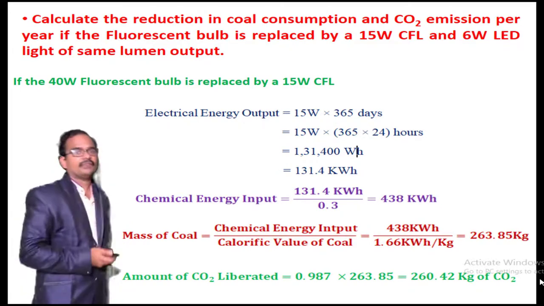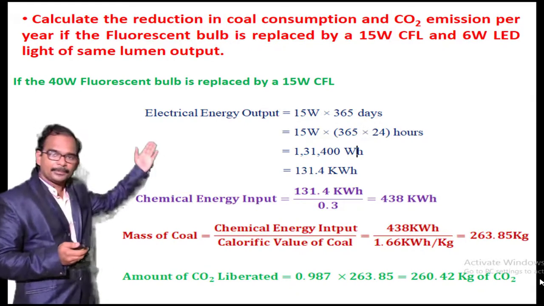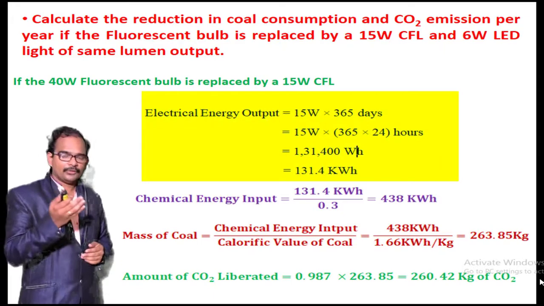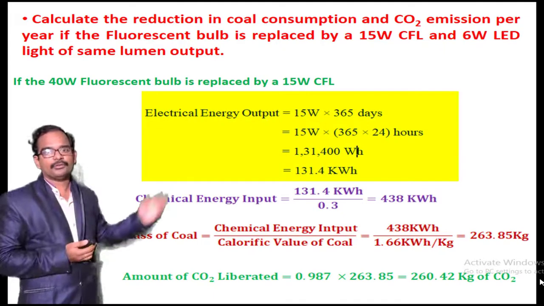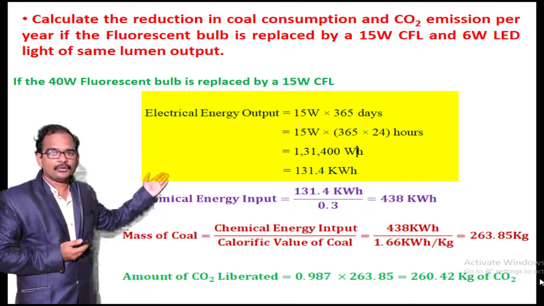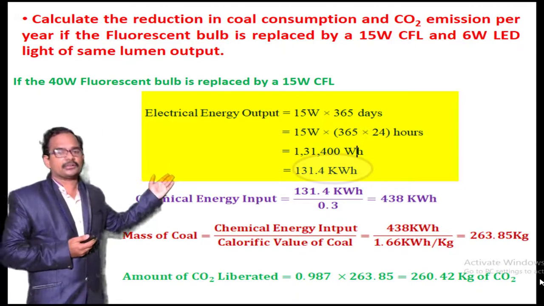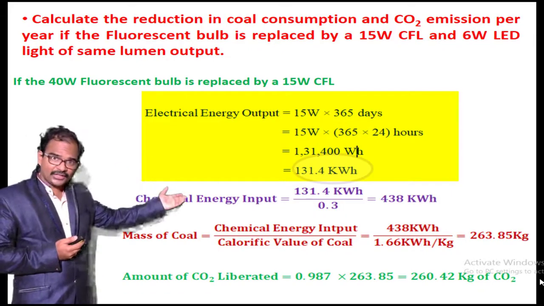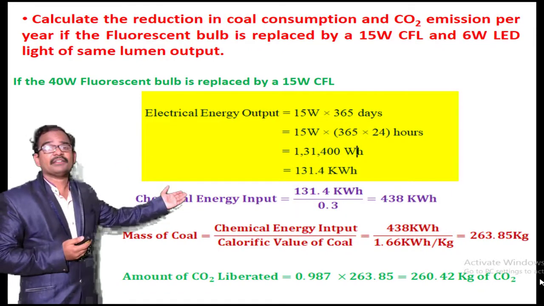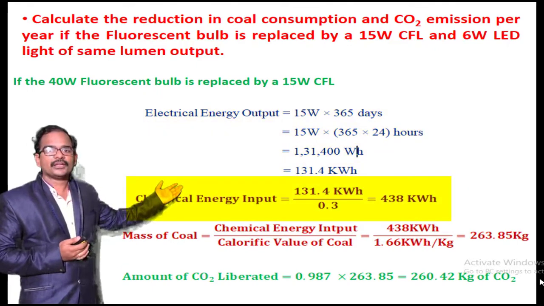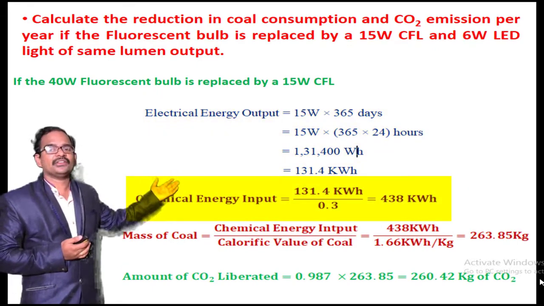Now if the 40 watt fluorescent bulb is replaced by a 15 watt CFL, what is the energy output? In place of 40 you will get 15. So 15 into 365 days into 24 hours gives around 131.4 kilowatt hours. Previously, what was the energy consumption? 350 kilowatt hours. Now it is 131 kilowatt hours. And what is the chemical energy input? 438 kilowatt hours. Previously it was 1168 kilowatt hours.